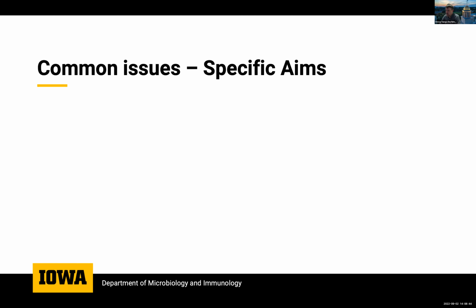Common issues with the specific aims are usually too ambitious. As I mentioned, I try to write just 2 or 3 aims. When you start going 4 or 5, I've seen a 6 aim grant, there's just zero detail in any of those. And so reviewers are not going to like that.